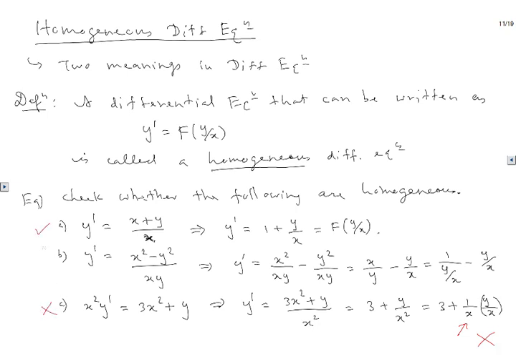Okay, so these two, yes, they are homogeneous. And what you notice is, if you look at the numerator and the denominator, each term has the exact same degree. For example, in the first one, all the terms have degree 1. In the second one, all of the terms have degree 2. The mixed term xy is also degree 2. But in the third one, this is degree 2, but this is degree 1. That creates the problem. So homogeneous means they have the exact same degree in the numerator and the denominator. So let's do one more.